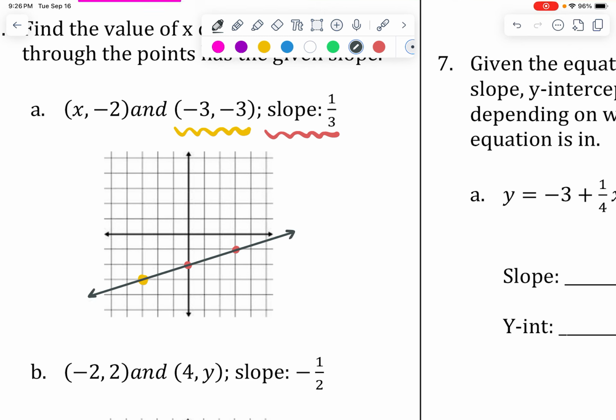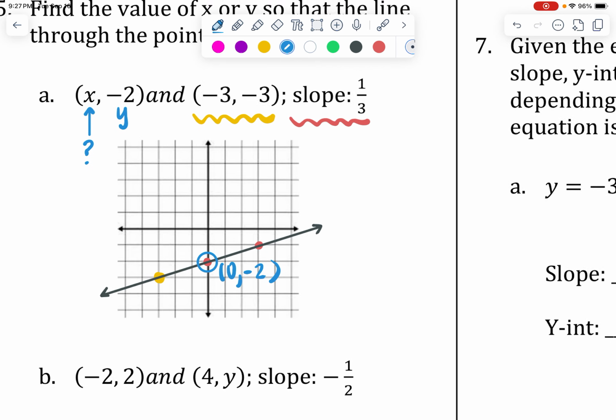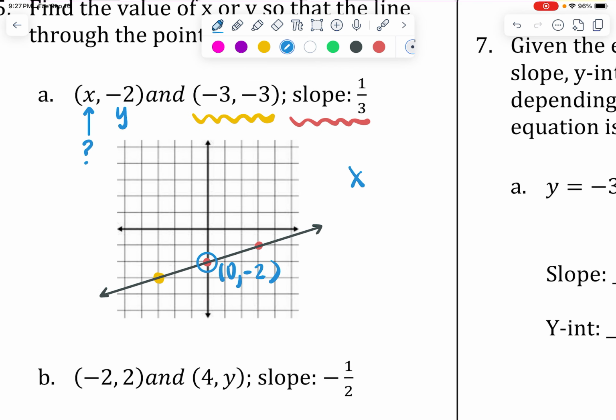right? And so I want to use this graph to my advantage and figure out what is the x value, right? What is the x value when y is -2? Okay, well, here's where y is -2. And isn't that the point 0, -2? Okay, so what's my x value right there? 0. Right, and that's our answer.